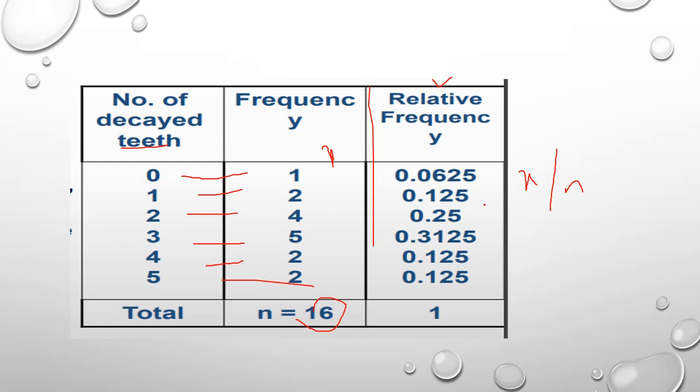When you add up the relative frequencies, it must compulsorily be equal to 1. When you add up all relative frequencies, your answer will be 1. This is a simple example related to the discrete distribution. Now we can see how we can graphically represent this.